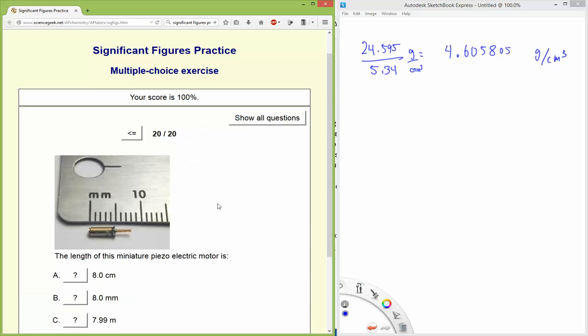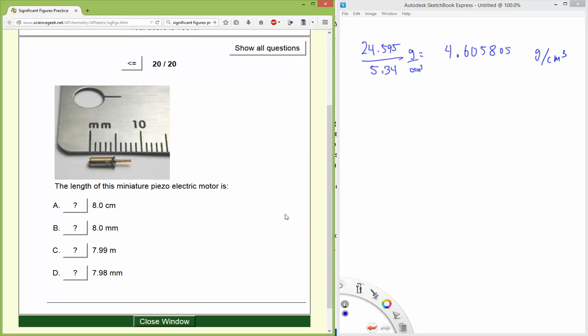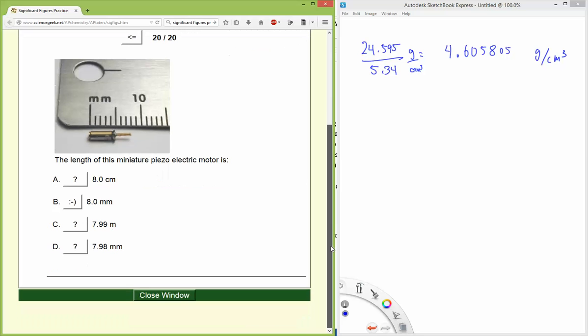And lastly, what would we say here? Eight point zero millimeters, right? We want just one extra decimal there, so we're going to say that. All right.